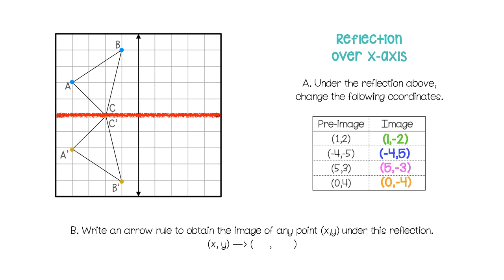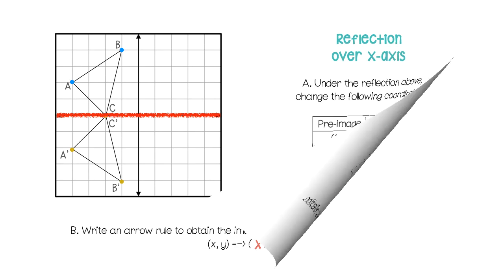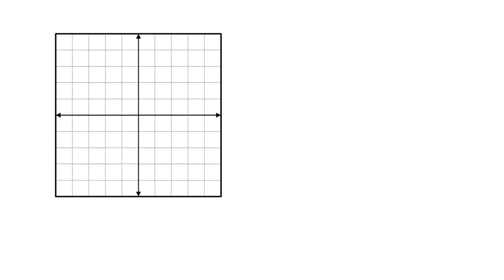Again, I want to come up with an arrow rule to obtain the image of any point (x, y). Again, we're going to look at some patterns. This time, I notice that the x's are exactly the same. Nothing has changed about them. But the y's all changed signs. This is the rule for a reflection over the x-axis. Let's look at another example.